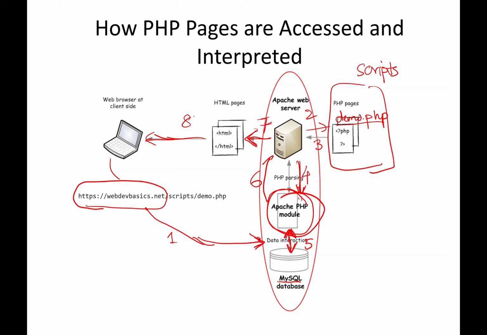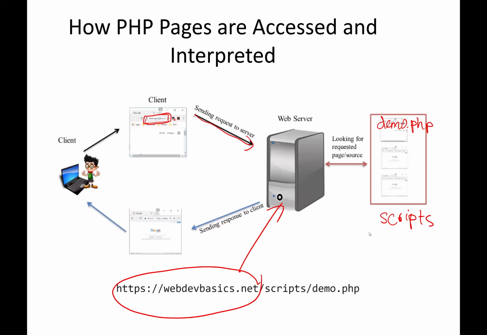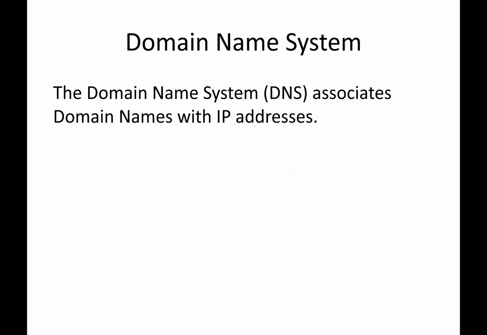Okay, so one question you may have by now is, when I type something like webbasics.net, put this address here and send the request to the server, how does it get to the exact, right server? So there is something called the domain name system.